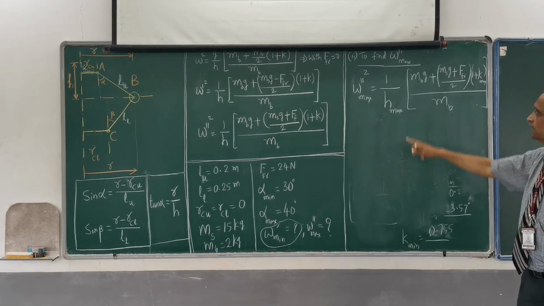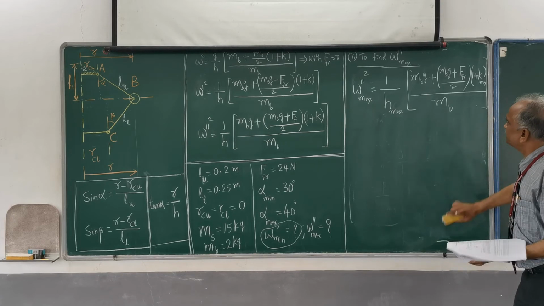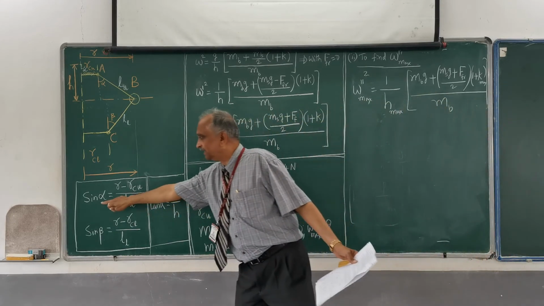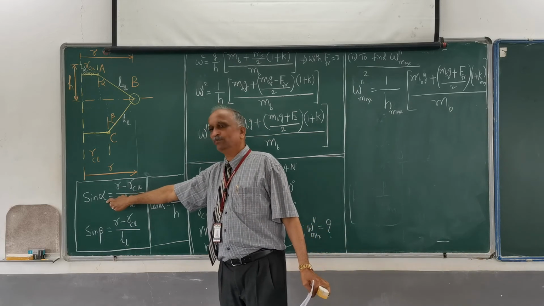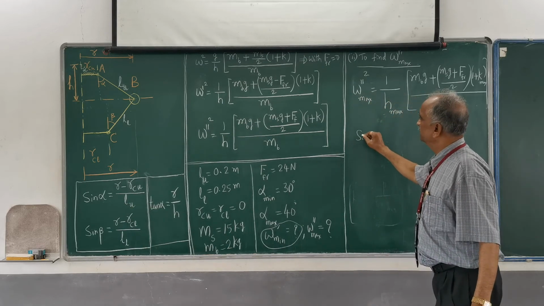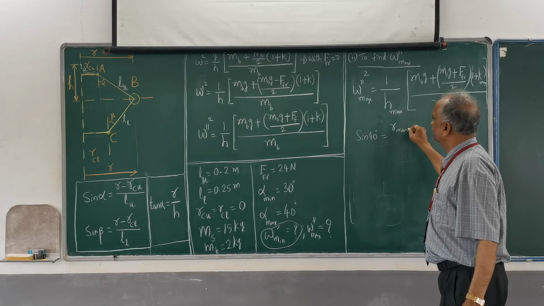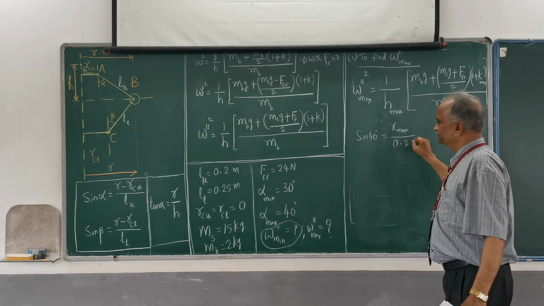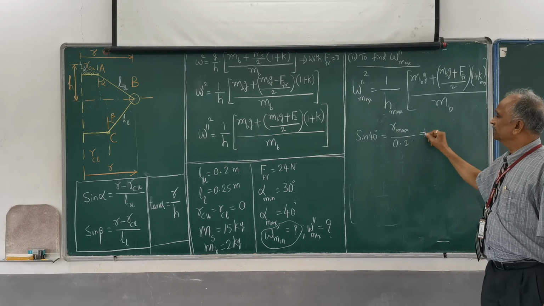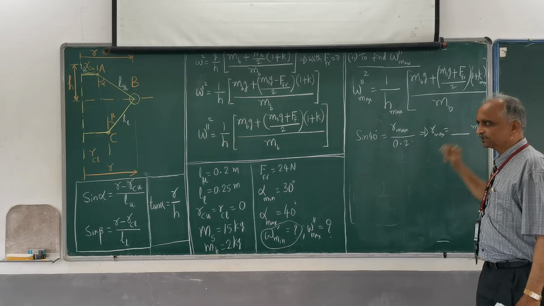So here also there are only two unknowns, H max and K max. You can easily find them making use of sin alpha max. Now alpha max is 40 degrees. Sin 40 degrees is equal to R max divided by 0.2. So knowing this you can easily find R max. It will give you so many meters.